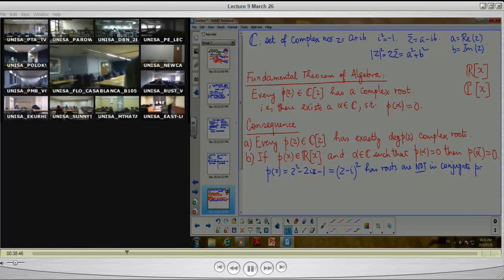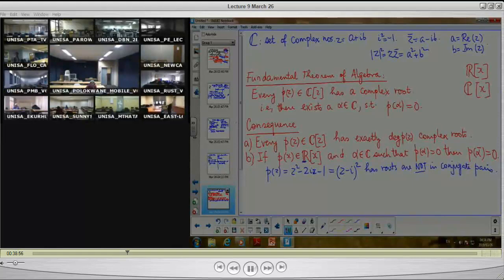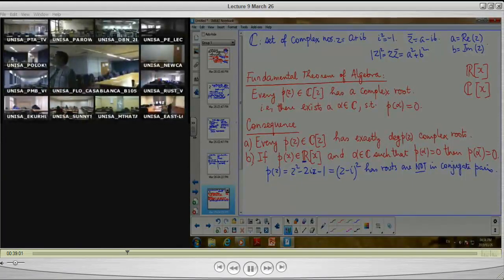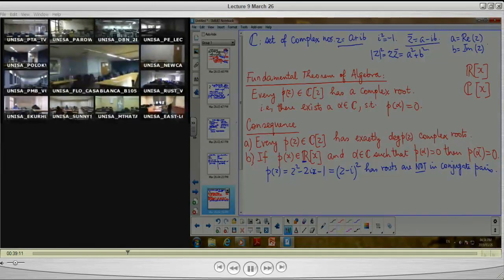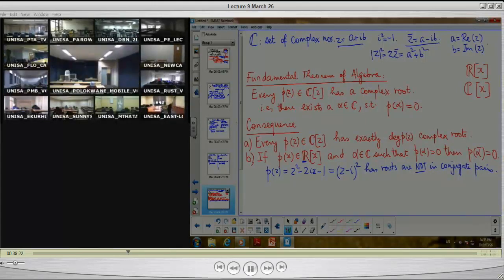So, something is important about this R over here. What's the conjugate? If z is a plus ib, its conjugate is a minus ib. Excuse me? If z is a plus ib, then its conjugate is a minus ib. Oh, okay.